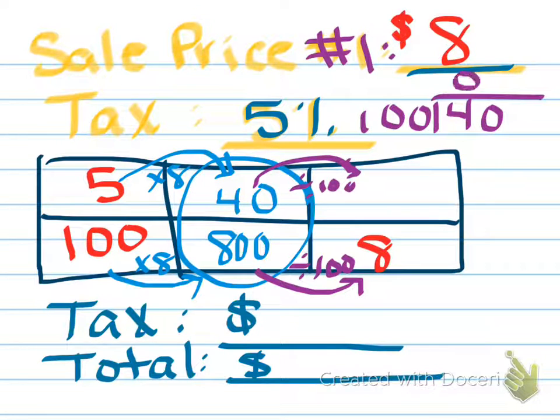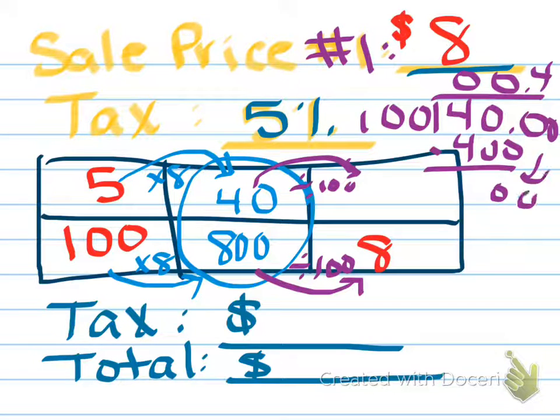100 goes into 4, 0 times. 100 goes into 40, 0 times. So you need to add a decimal and a 0. Now we're talking money, so you need to add 2 zeros. Shoot your decimal straight up, and 100 goes into 400 4 times. That's 400. Then you drop down that last 0, and it's going to be 0. And so I find out that my tax is 40 cents.